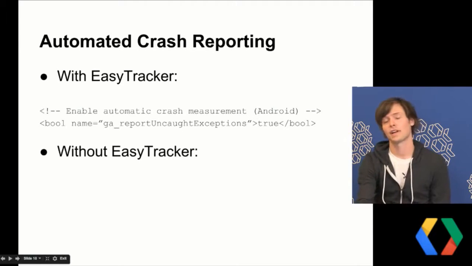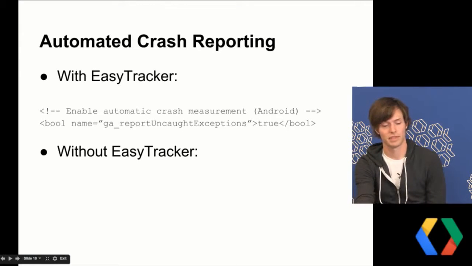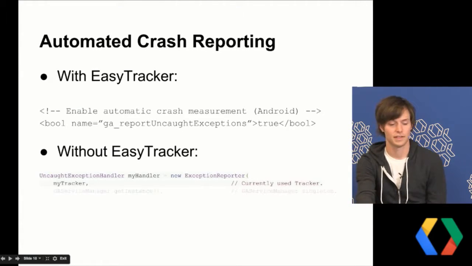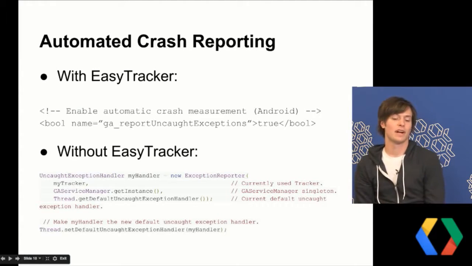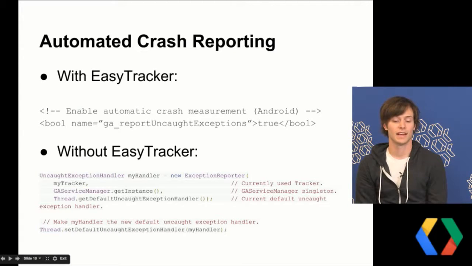But even without EasyTracker, if you have an advanced implementation, it's actually still pretty simple. In the SDK, we provide a class called Exception Reporter. You create a new instance of Exception Reporter, and you hand it a couple different arguments. One of which I wanted to point out here was that you actually give it the current default uncaught exception handler. And then you set that exception reporter to be your new default uncaught exception handler.